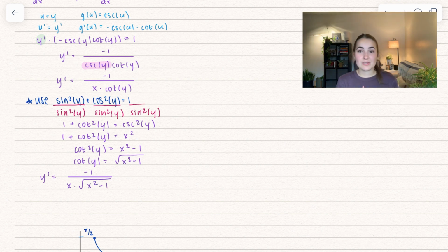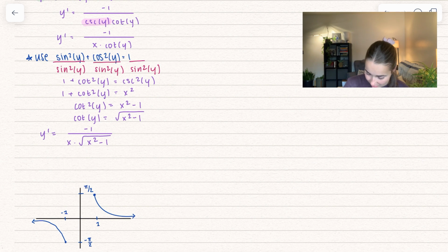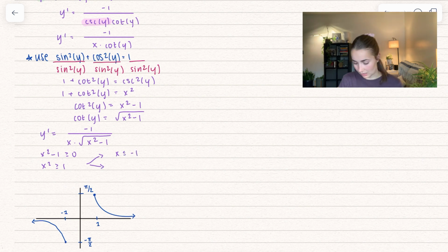So this actually gives us a constraint, because remember, we cannot take the square root of a negative value. So this constraint tells me that x squared minus 1 needs to be greater than or equal to 0. So let's go ahead and add 1 to both sides. I get x squared has to be greater than or equal to 1, and that results in 2 conditions. So our 2 conditions here is that x is less than or equal to negative 1, so negative 2, negative 3, negative 4. And I also have that x has to be greater than or equal to 1, 1, 2, 3, 4.